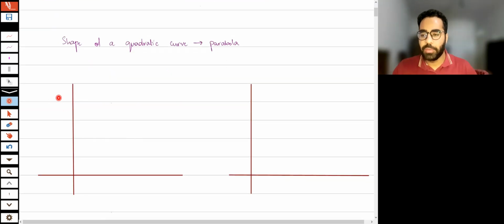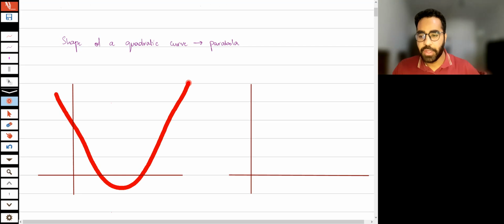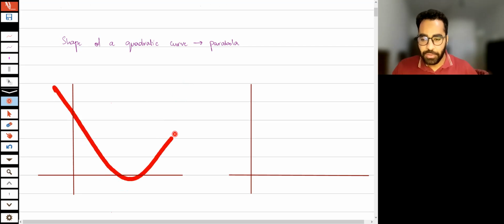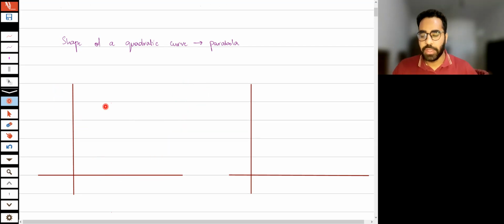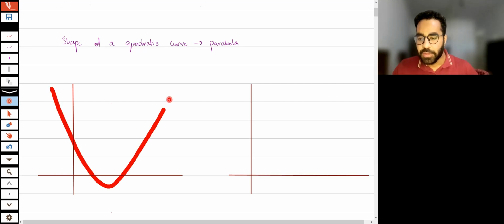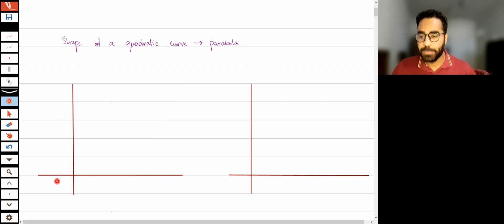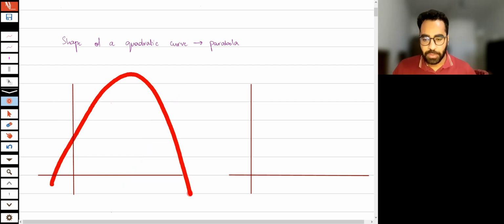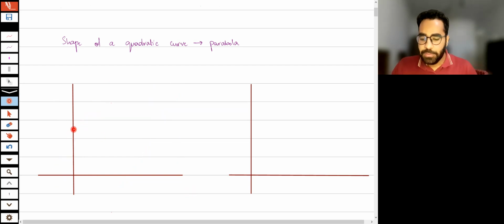What do you mean by a parabola? A parabola is this kind of U shape. It's not exactly a U, it's this kind of shape. So we can get two kinds of parabola. This one is known as the minima, and this one is known as the maxima. Okay. So let's talk about a few points on a quadratic curve. I'll make a quadratic curve first, and then we're going to discuss those points.